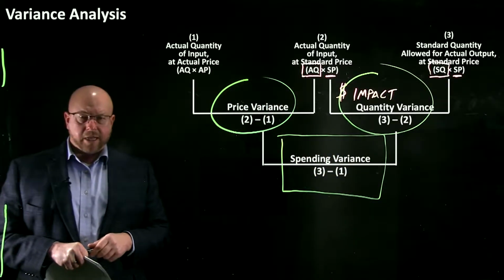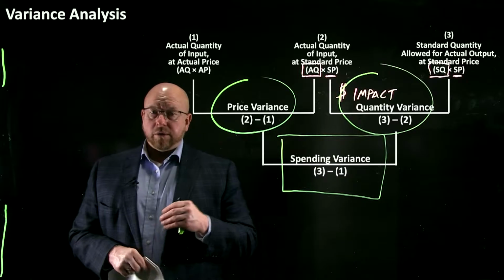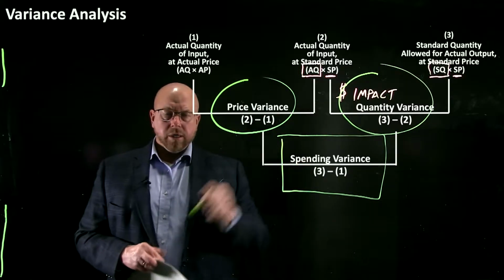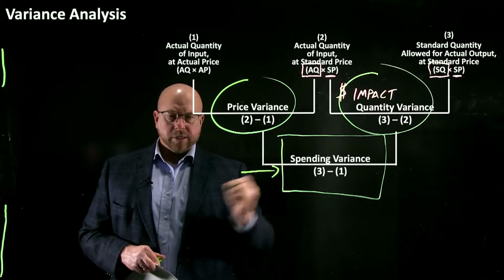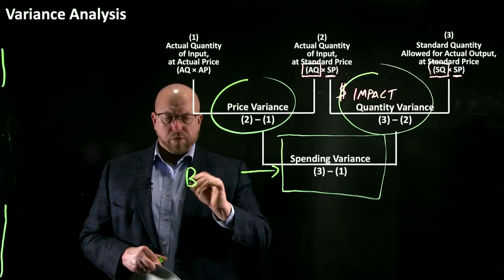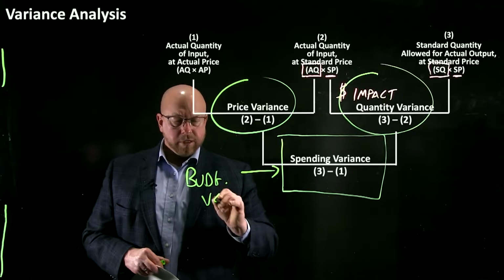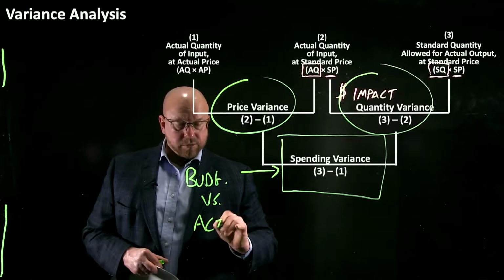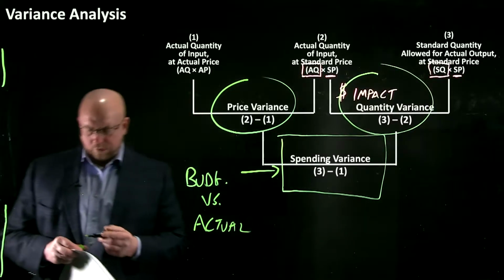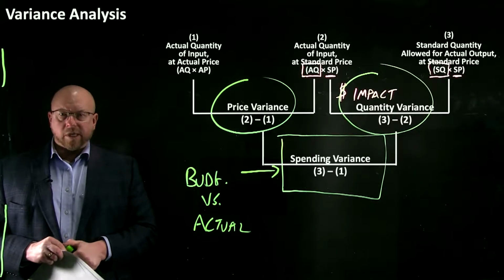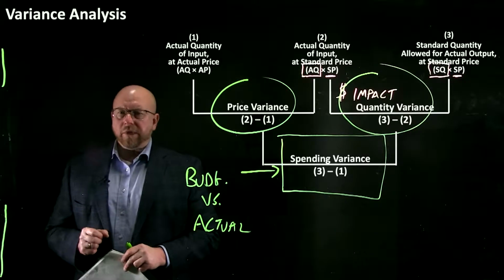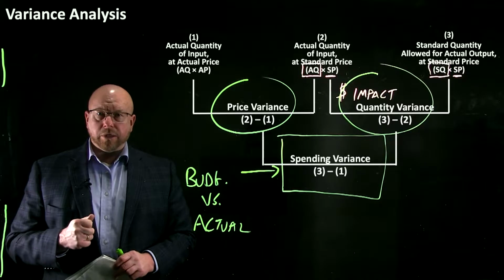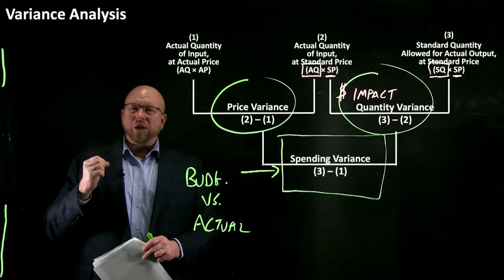Without this variance analysis that goes into the great detail of price versus quantity, all we would see here is the spending variance. If you take a look at just overall budget versus actual, whether it's a planning budget or a flexible budget, this is what you would see in a budget versus actual report. And that gives us some information, but it doesn't let us point the fingers.